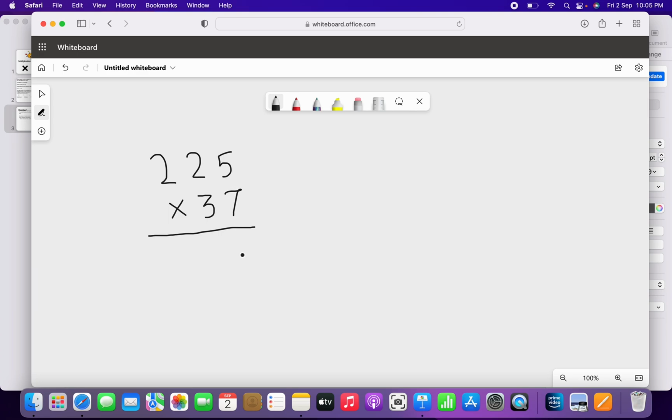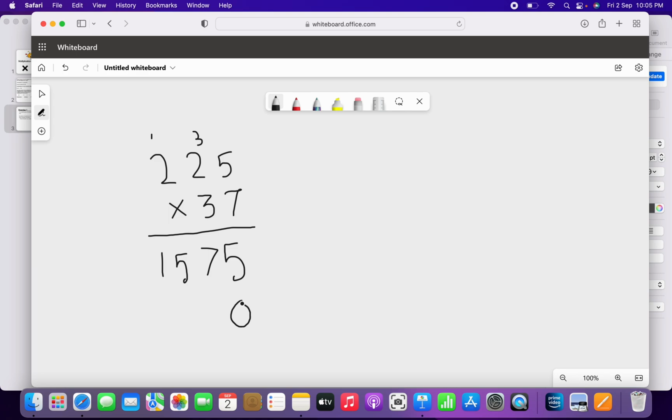So 7 times 5 is 35. Carry over 3 and write 5. 7 times 2 is 14. 14 plus 3 carry over is 17. 7 times 2 is 14. 14 plus 1 carry over is 15. So 225 times 7 is 1575. But the answer is not yet over.